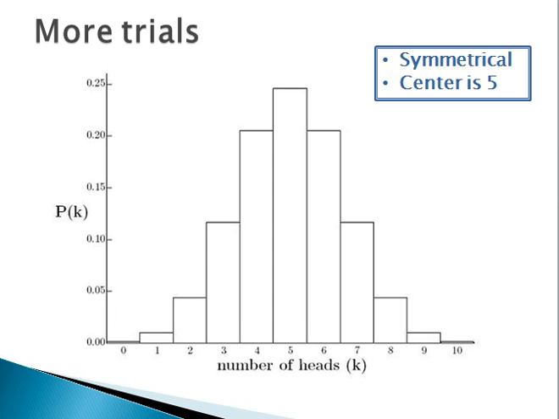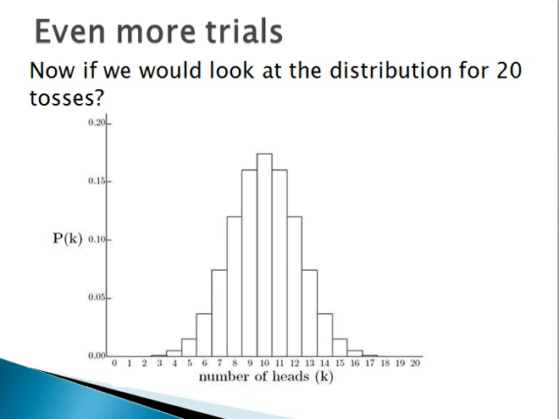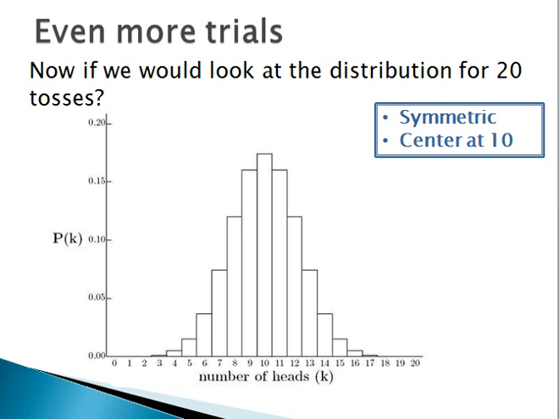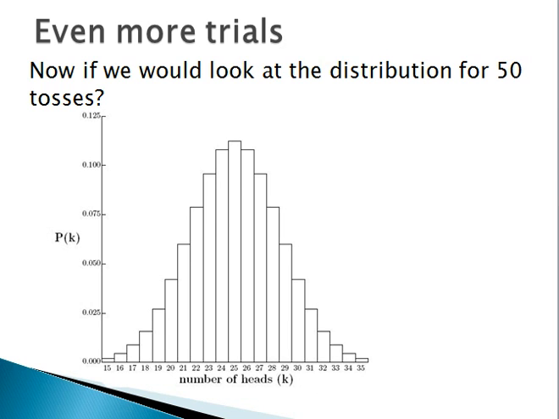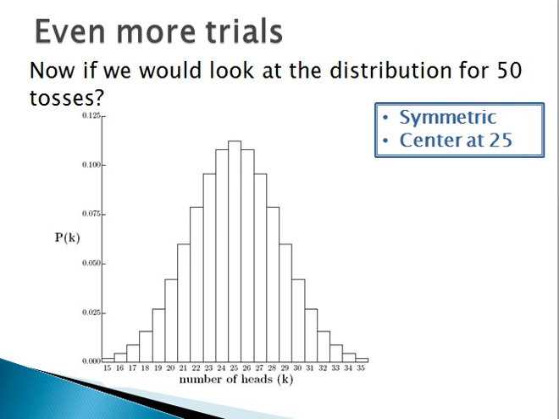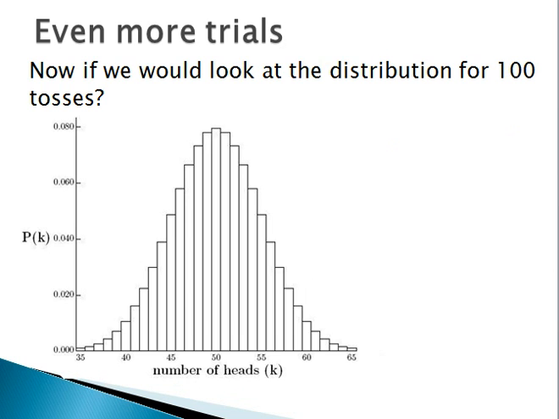If we would do this 20 times, 20 tosses of a coin, this is the graph that we will get. Again, symmetrical, and a center at 10. Now, if we do it 50 times, this is what we'll get. 50 tosses gives us a symmetrical graph with a center at 25, which again makes sense because it's halfway.